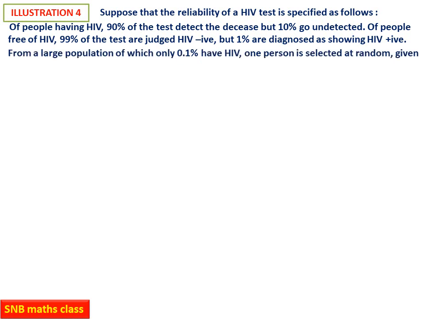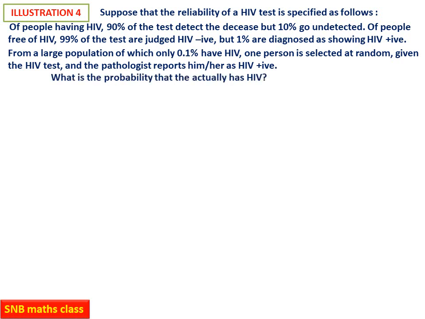And from the large population of which only 0.1% have HIV, one person is selected at random, given the HIV test, and the pathologist reports him as HIV positive. What is the probability that he is actually having HIV? So this is the thing.